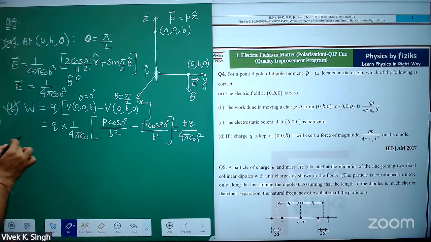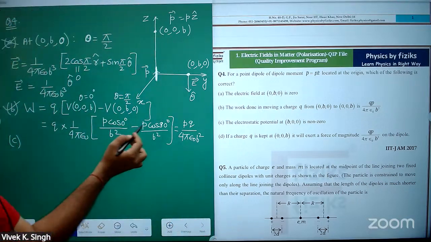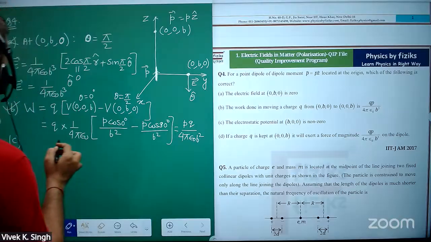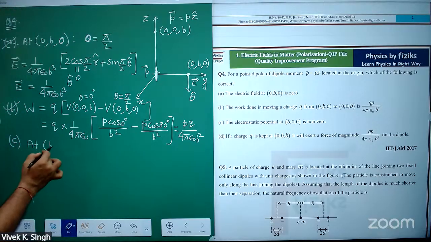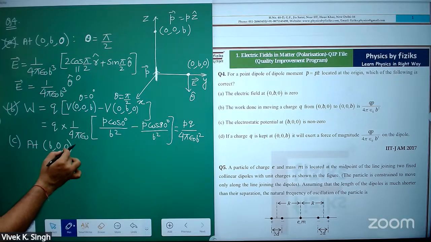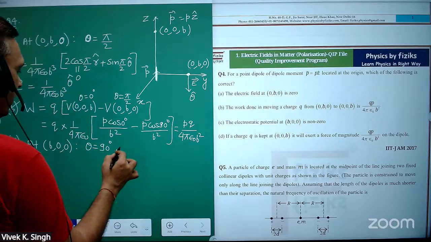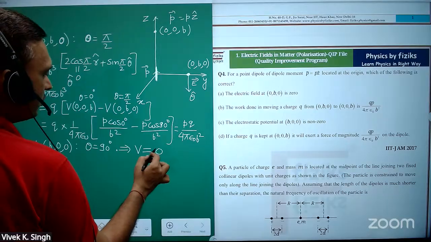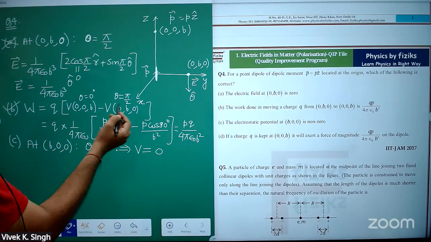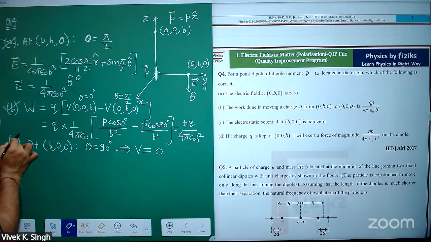Now let's check other options also. Option C: what is the electrostatic potential at (B, 0, 0)? Again, at (B, 0, 0), theta is 90 degrees. So potential will be 0, because P cos theta, cos 90, will be 0. So option C is also incorrect.